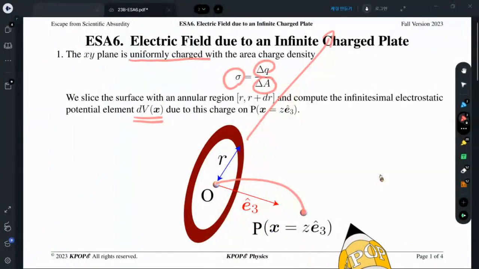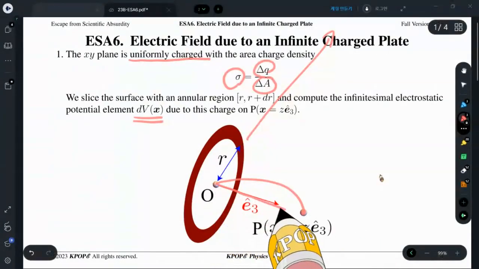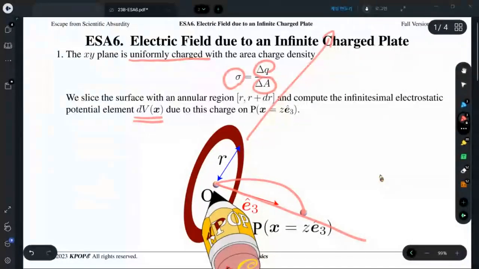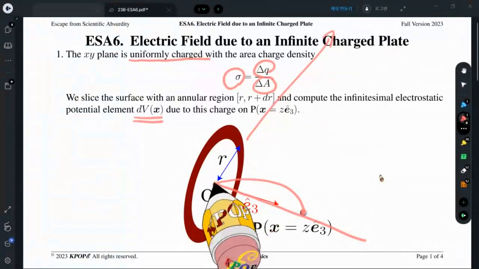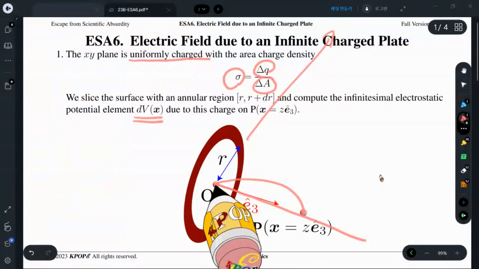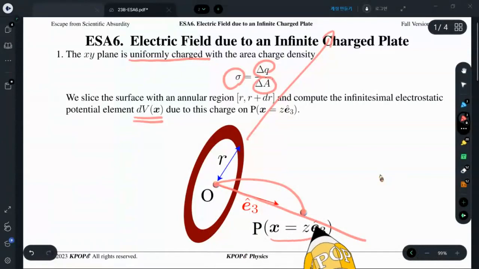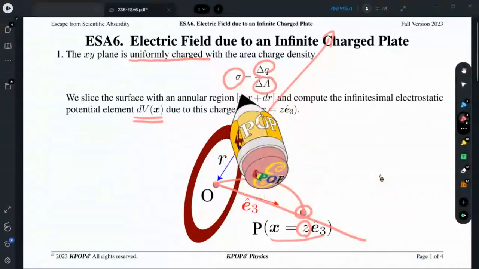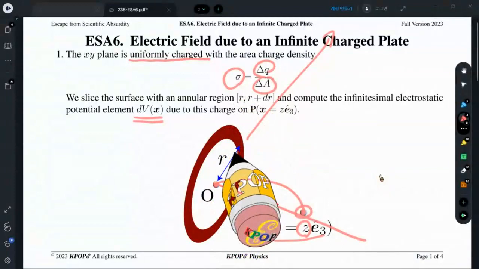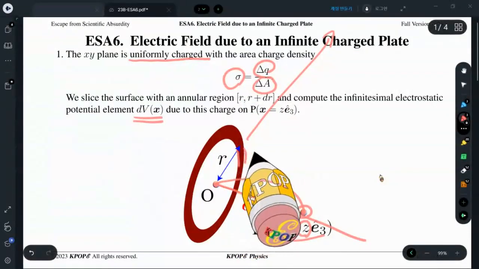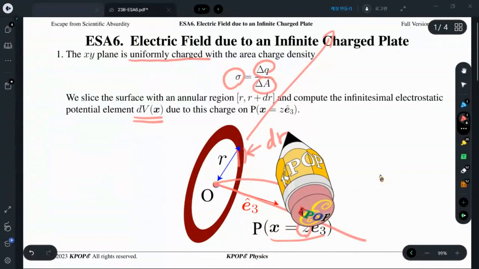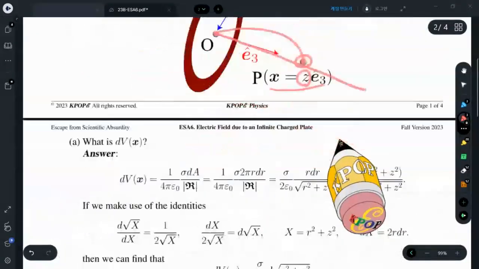To simplify our analysis, we choose the coordinates x and y to be the same as the center of this annular region. So this is the origin, and my coordinate for the field point carries only the z component. And this annular region has the radius r, and the width will be dr.